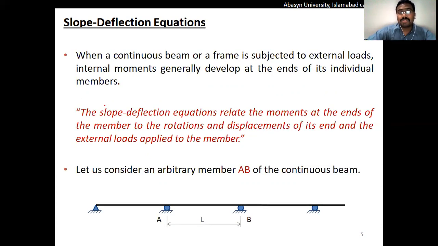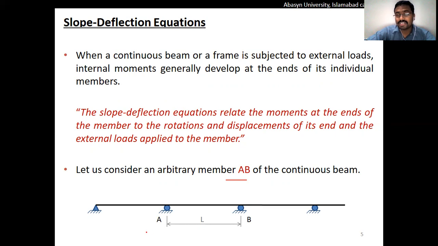Coming to the slope and deflection equations, in order to consider that, suppose we have an arbitrary beam A to B of a continuous structure, and the continuous structure can be of two spans, three spans, or four span structures.